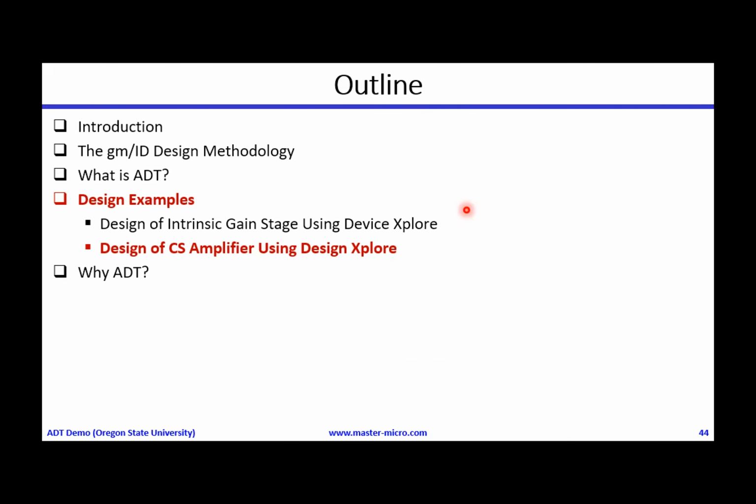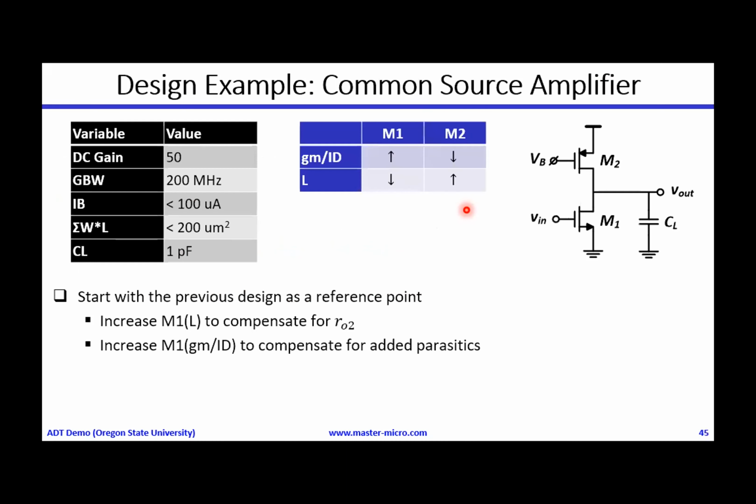We will now take a common source example, and this time we will design it using the Design Xplore. So let's see how we can do this. We have this common source amplifier, just replace the ideal current source with a PMOS device, and we have again some specs on the gain, the GBW, the current, and the area.